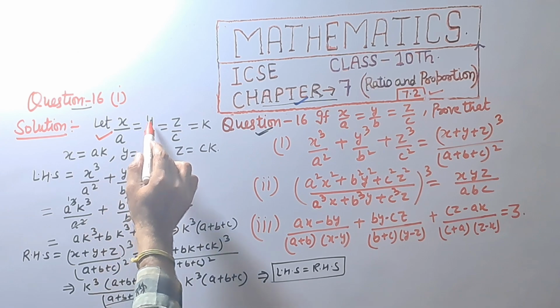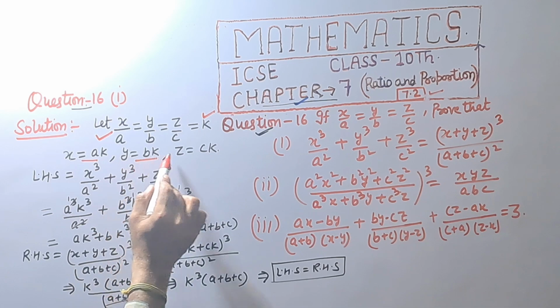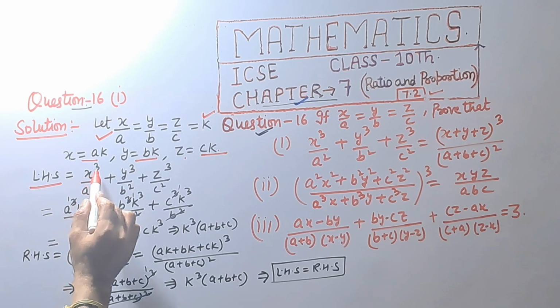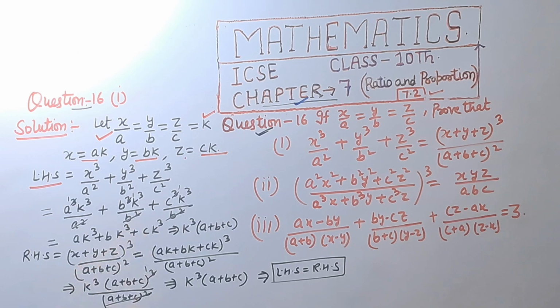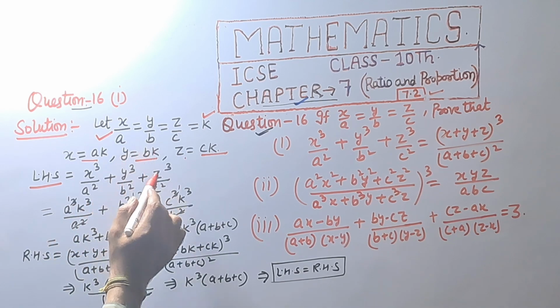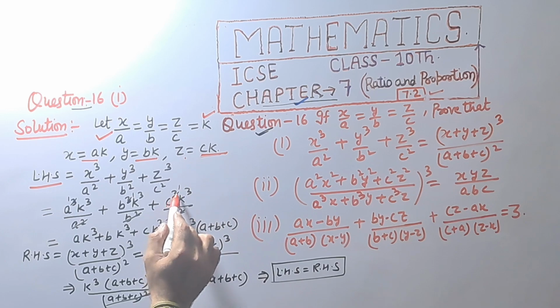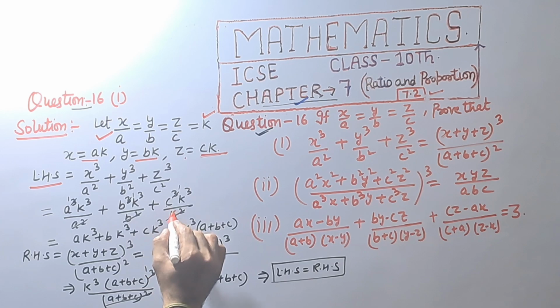Let x upon a is equal to y upon b is equal to z upon c, that is equal to k. X is equal to ak, y is equal to bk and z is equal to ck. Left hand side is x cube upon a square plus y cube upon b square plus z cube upon c square. We are putting x equal to ak, that is a raised to power 3 k raised to power 3 upon a square, and y is equal to bk, b raised to power 3 k raised to power 3 upon b square. Z is equal to ck, c raised to power 3 k raised to power 3 upon c square.